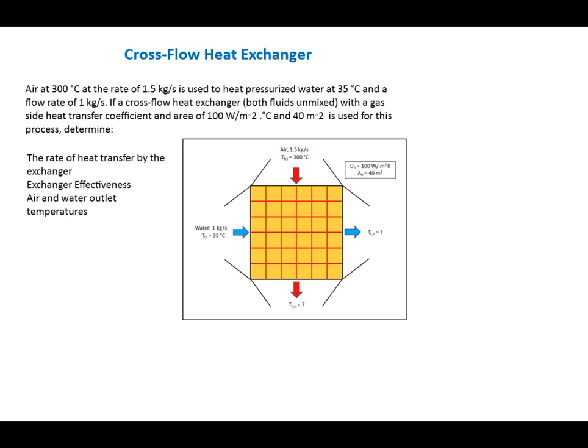In this example, we're going to look at air at 300 degrees Celsius at the rate of 1.5 kilograms per second that's used to heat up water at 35 degrees C and a flow rate of 1 kilogram per second. We have a cross-flow heat exchanger with both fluids unmixed, and we have a gas side heat transfer coefficient of 100 watts per meter squared C and the area of 40 meters squared. We want to determine the rate of heat transfer by this heat exchanger, and we want to know the effectiveness and the air and water outlet temperatures.